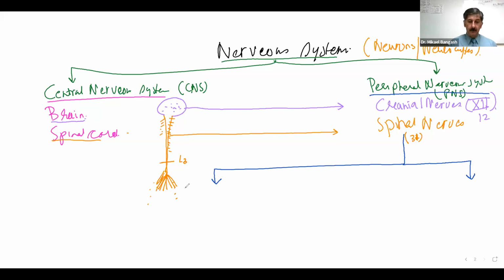Now, one is what we'll call the autonomic nervous system. One is what we call the autonomic nervous system. And the other is what we can call the somatic nervous system.